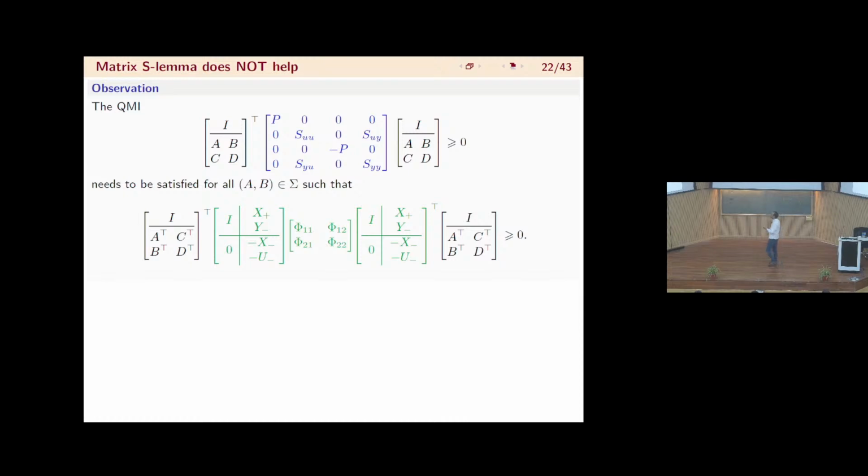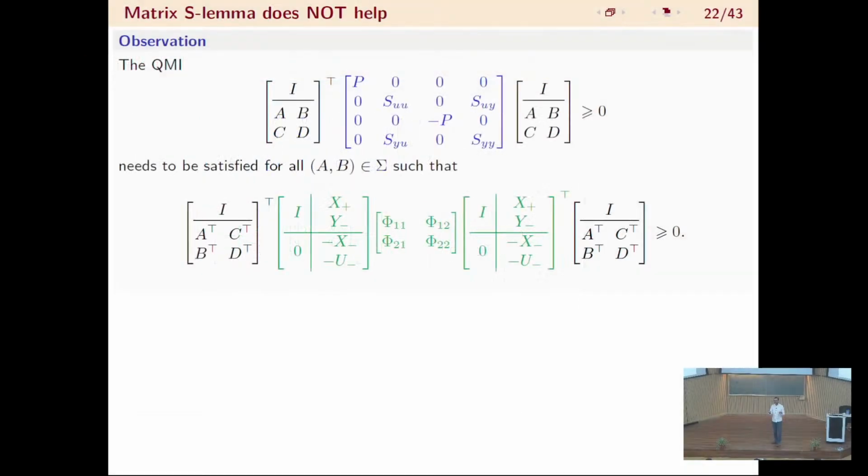And it is the following. This is the QMI for the green one that gives me the set of data consistent systems. And the blue one is for the dissipativity analysis. But I cannot apply the matrix S lemma because there is a kind of mismatch. I have A, B, C, D here, and its transpose here.